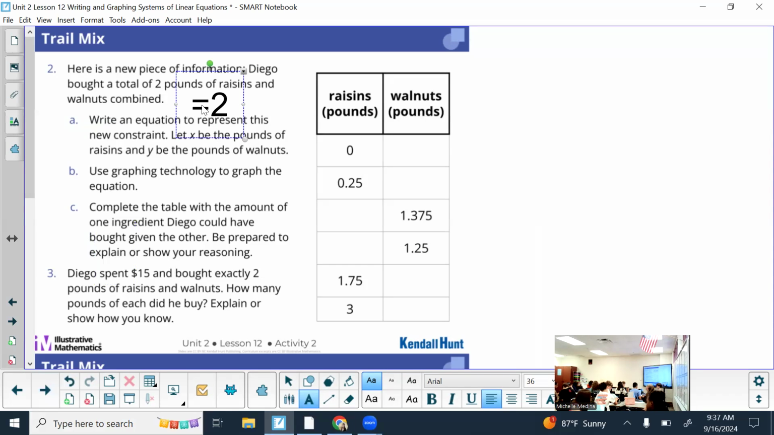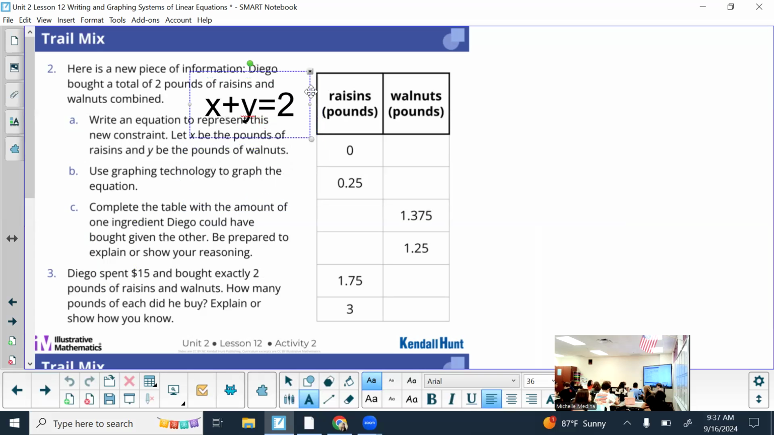X plus Y. That's really it. And in this unit, when we do the real world problems, one of them is usually simple like that. Here's my total pounds I need to buy. If we know that X is pounds of raisins and Y is pounds of walnuts, we just know that they need to add up to 2. Okay, so now with the correct equation, we just verified this is right.